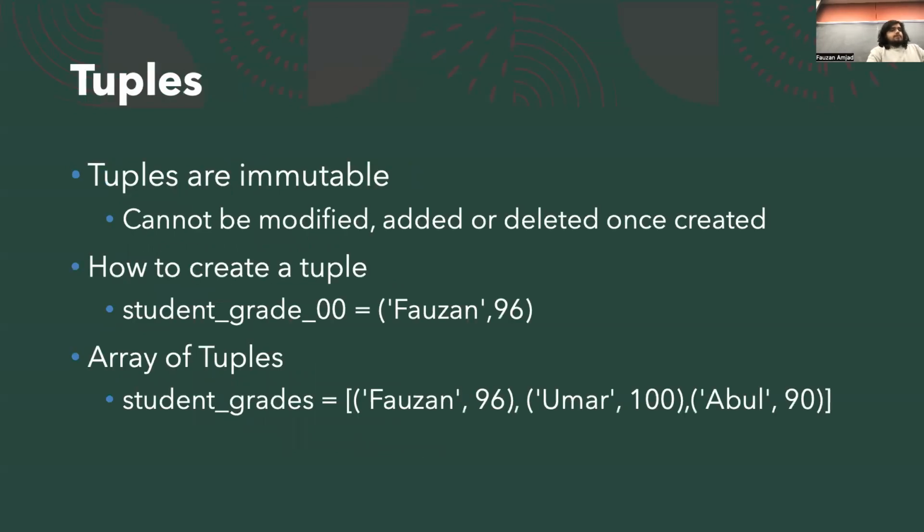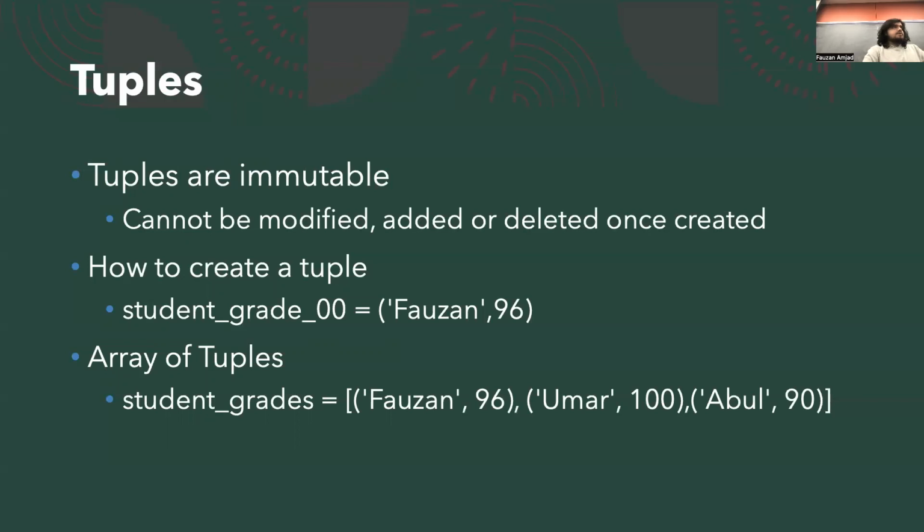Now, tuples are immutable. Tuples are a different type of data structure. Think of it like a coordinate, but you can have different values within that coordinate. And so in this case, I have a name, and then I have the grade of that person, and you declare with parentheses.